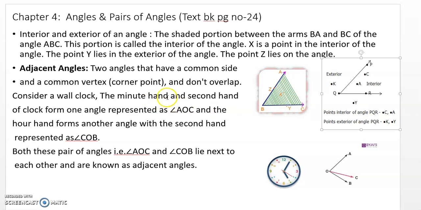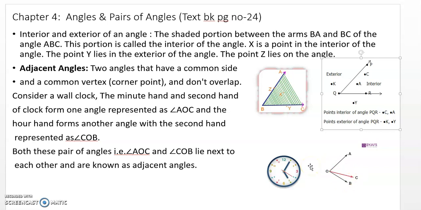Next is the adjacent angle. Two angles here you can see, AOC and BOC. Now in this, which is the common arm? OC is the common arm. So it is said two angles that have a common side, OC is a common side, and have a common vertex, which is O, the corner point, and don't overlap. This is called an adjacent angle. So AOC is adjacent to COB.